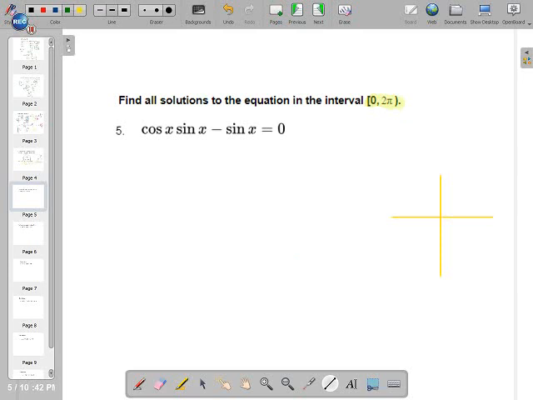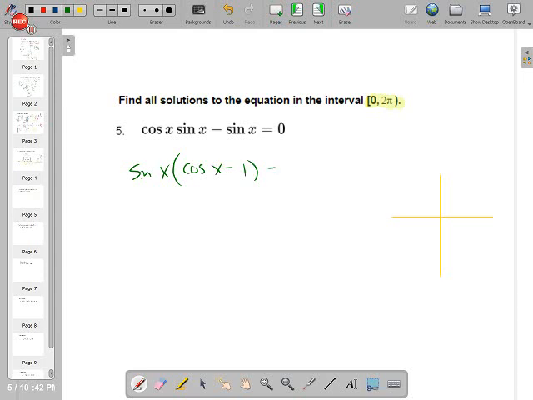Now, when you see you have an addition or subtraction here, you're thinking, I wonder if I could get this to be multiplication somehow, because if it equals 0, I can use the zero product property to help me find the zeros. The way we do that is we factor. So look for a GCF first. They have sine of x in common, so I'm going to factor out the sine of x, and I'm left with the cosine of x minus 1.